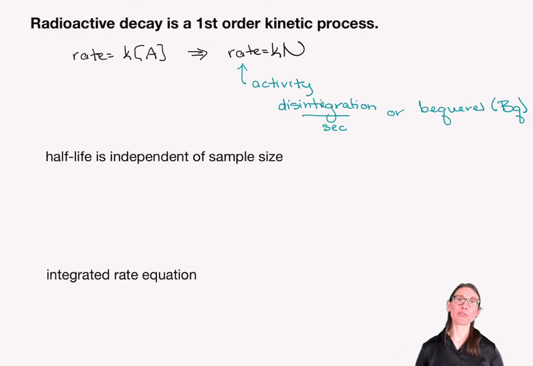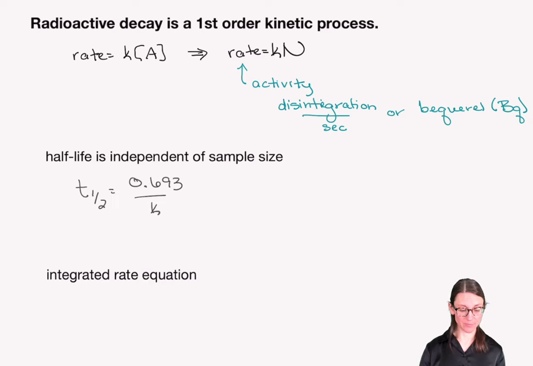Now, recall that for a first-order process, the half-life is independent of sample size and can be determined directly from the rate constant. So if we take 0.693 divided by k, we get our half-life. It is worth noting that for a radioactive decay process, the rate constant and half-life are actually unaffected by external conditions, things like pressure, temperature, or the chemical compound that the material is a part of.